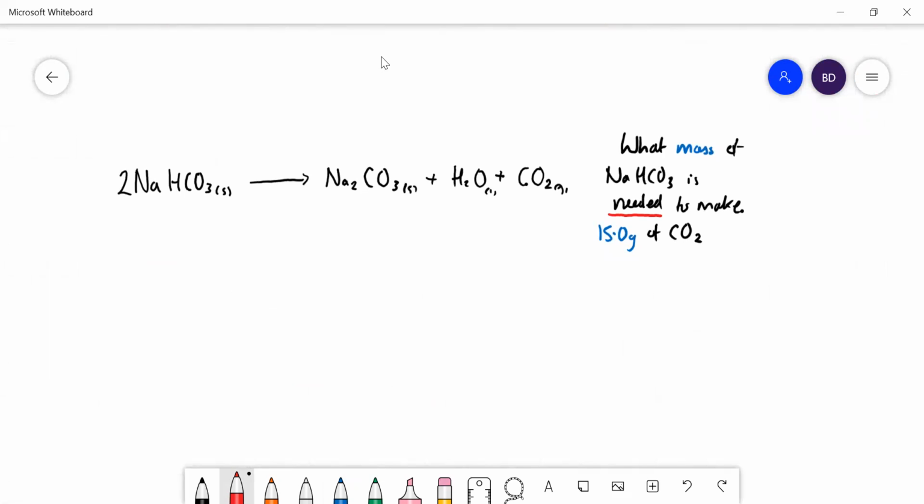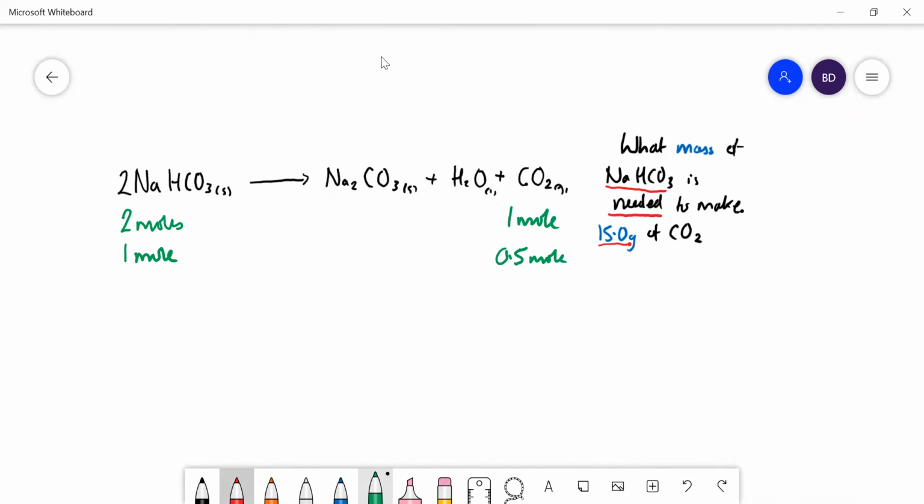So what mass of sodium hydrogen carbonate is needed to make 15 grams of carbon dioxide? Okay, so let's have a look at this equation. What does the equation tell us? We're interested in sodium hydrogen carbonate. If you have 2 moles of sodium hydrogen carbonate, you are going to get 1 mole of CO2. So I find it easy to write that 1 mole of sodium hydrogen carbonate is going to give you 0.5 of a mole of carbon dioxide.